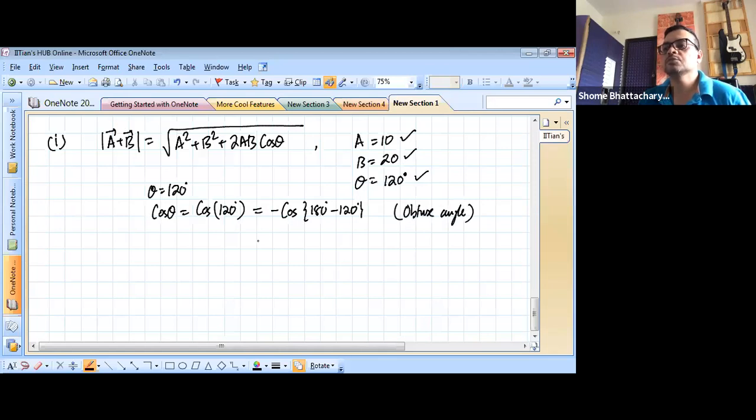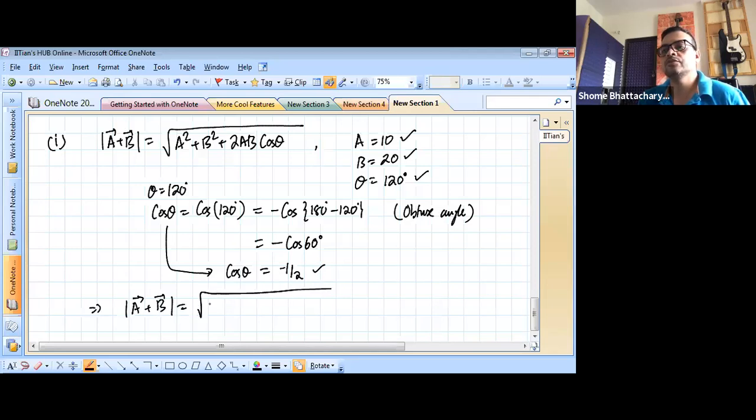This is what we discussed last time. So it becomes minus of cos 60. So that becomes minus half. So cos theta has to be substituted as minus half in this formula. So magnitude of A plus B now becomes root of 10 square plus 20 square plus 2 into 10 into 20 into minus half.